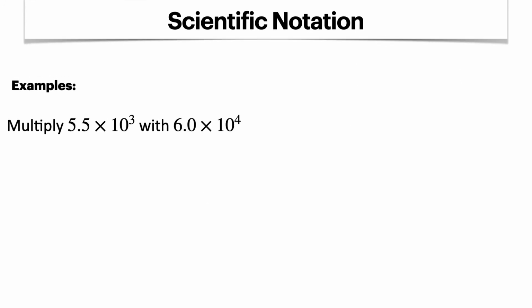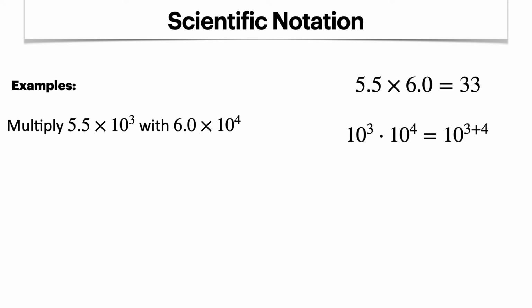Multiply 5.5 times 10 to the third with 6.0 times 10 to the fourth. Okay, I'm going to multiply those numbers up front. That's going to give me 33. Then times 10 to the third times 10 to the fourth. You can add the exponents. 3 plus 4 is 7. Oh, but that's not times 10 to the seventh. Remember, since that was 33, I can only have one number to the left, so I'll have 3.3 times 10 to the eighth instead. All right, let's look at some division examples.